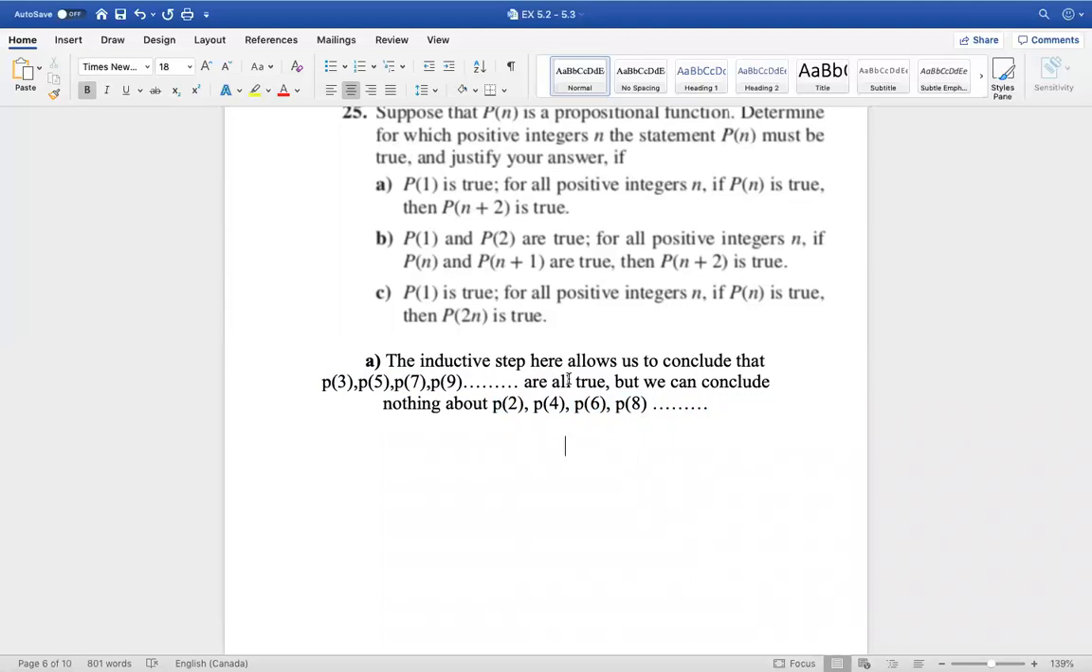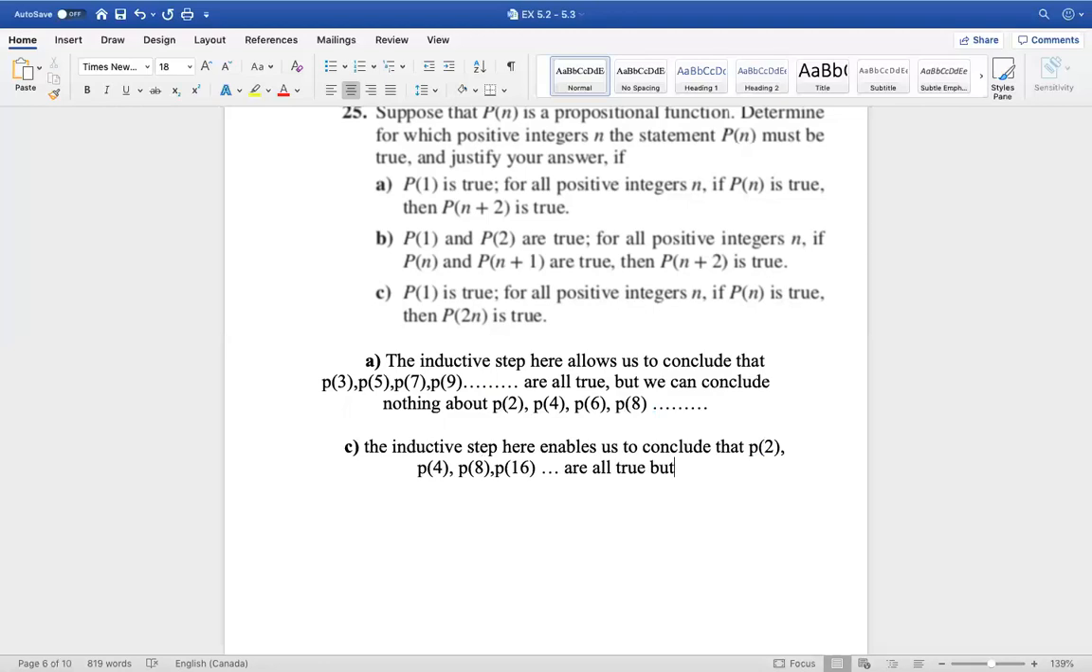Now we will take another part. Let's take part C. The inductive step here enables us to conclude. So here we have P of 1 is true, and if P of n is true, then P of 2n is true. So the inductive step here enables us to conclude P of 2, and then P of 4, and then P of 8, and then P of 16, and likewise, are all true.